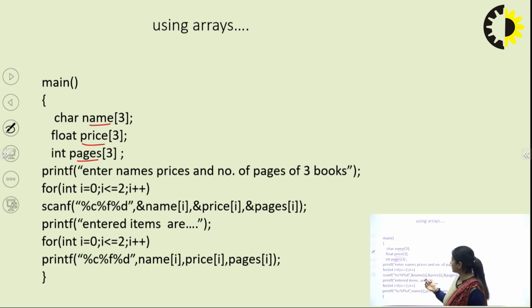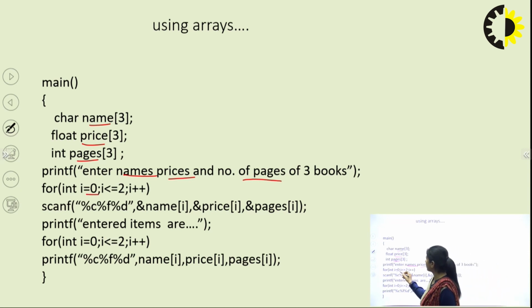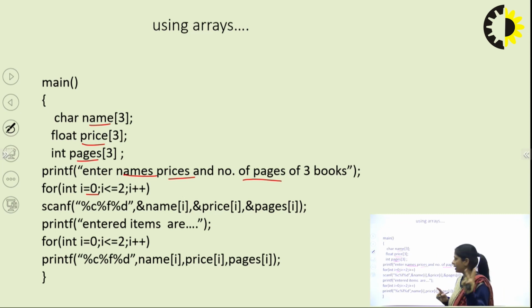Now we can read out the name, price, and number of pages of three different books. We have applied a loop from 0 to 2, that is 0, 1 and 2. It will run 3 times and ask for input for the three different books. Then we can print the number of pages, the price of the book, and similarly the name of the book, right?